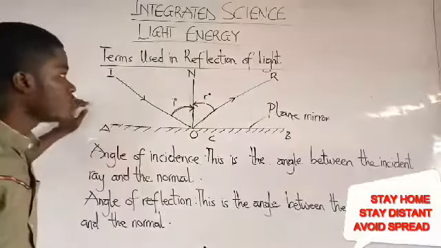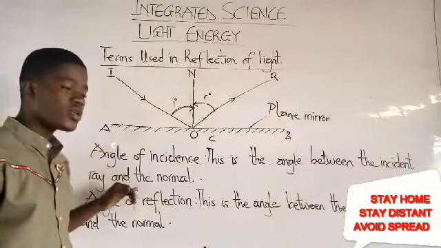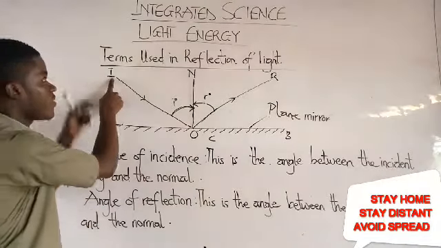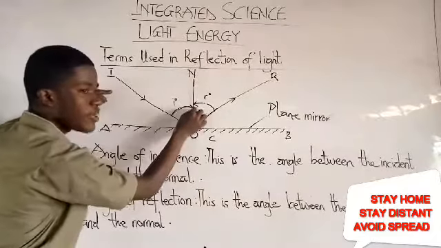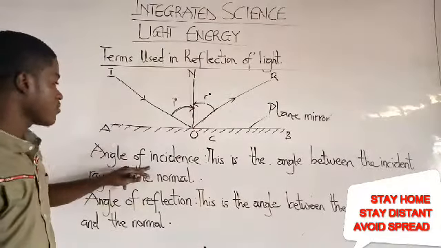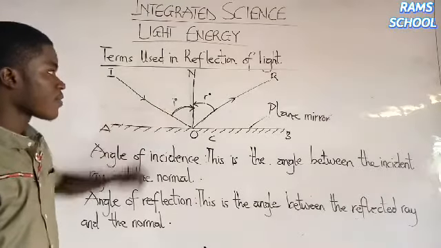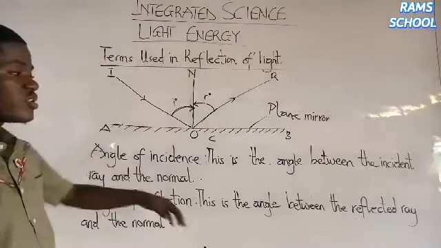So when we talk about the angle of incidence, this is the angle between the incident ray and the normal. So this is the incident ray as represented by letter I, and the normal. So the angle between them is the incident angle, or the angle of incidence. That's the I.